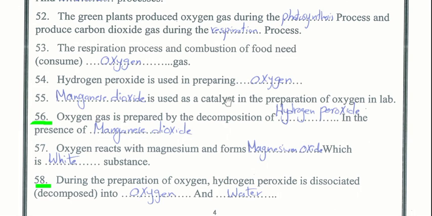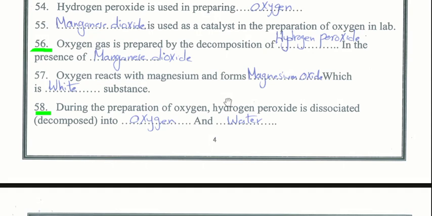57. Oxygen reacts with magnesium. And I told you that when oxygen reacts with any element, it forms element oxide. So oxygen with magnesium gives magnesium oxide, which is a white substance. During preparation of oxygen, hydrogen peroxide decomposes into oxygen and water. And look at 56 and 58. Oxygen gas is prepared by decomposition of hydrogen peroxide in presence of manganese dioxide into oxygen and water.